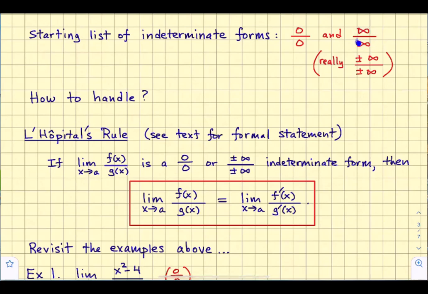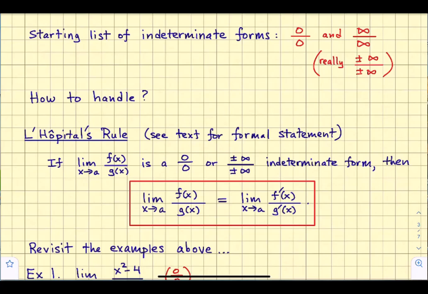And actually, when we say an infinity over infinity form, it might be that this is a plus infinity and this is a plus infinity, or it could be a plus infinity over a minus infinity, or a minus infinity over a plus infinity, or a minus infinity over a minus infinity. We don't sweat the details on the plus or minus. It turns out that they're all indeterminate forms. So even though we casually say infinity over infinity indeterminate forms, we really mean plus or minus infinity over some plus or minus infinity, any of those combinations.